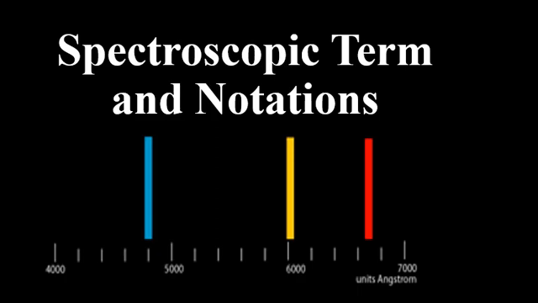Dear students, in this video we are going to discuss the spectroscopic terms and notations. As we know, the individual orbital angular momentum states can be described by lowercase letters, which correspond to the different values of the orbital angular momentum quantum number. Capital letters describe the entire electronic state of an atom according to its total orbital angular momentum.